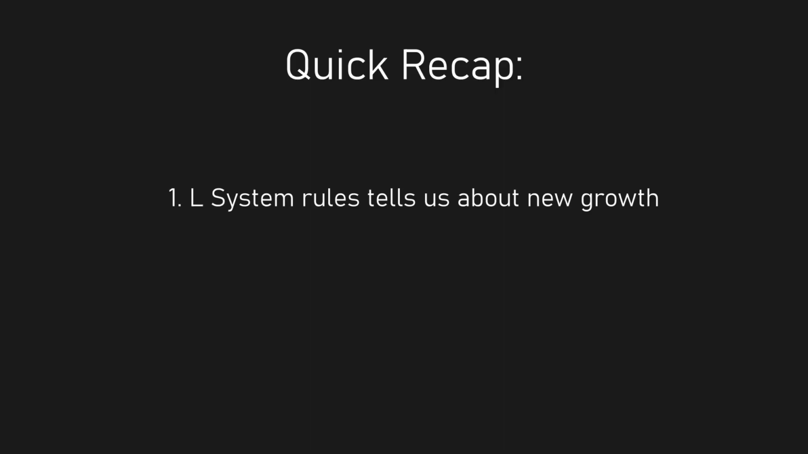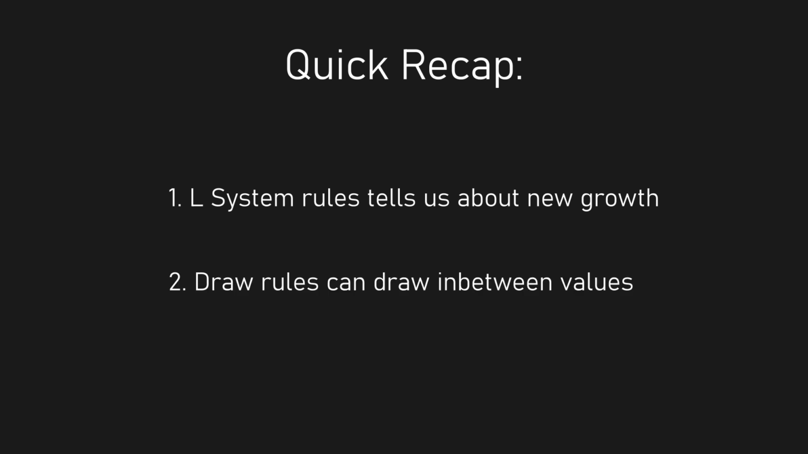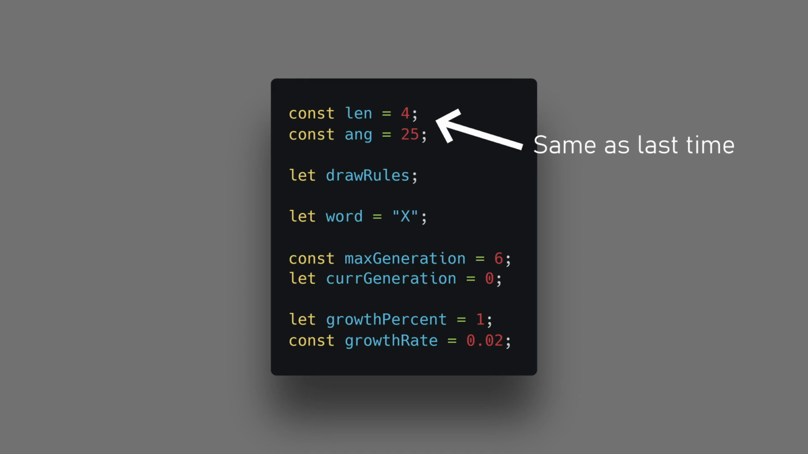There's two things going on here. So firstly, our L system has been updated to tell us where the new growth has occurred and what's changed since the last generation. And we've also updated our draw rules to be able to handle drawing in between states. So to put this all together, we're going to generate some plants and grow them smoothly using this L system lerp function. At the top of the sketch, we've got a few variables defined.